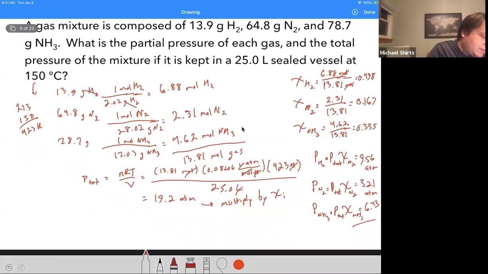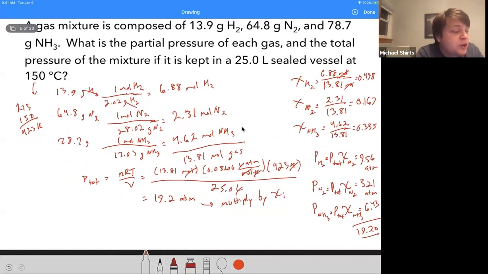If we add it all up, you'll see it does in this case. It adds up to exactly 19.20 if you plug that into your calculator. The sum of the partial pressures is the total pressure.